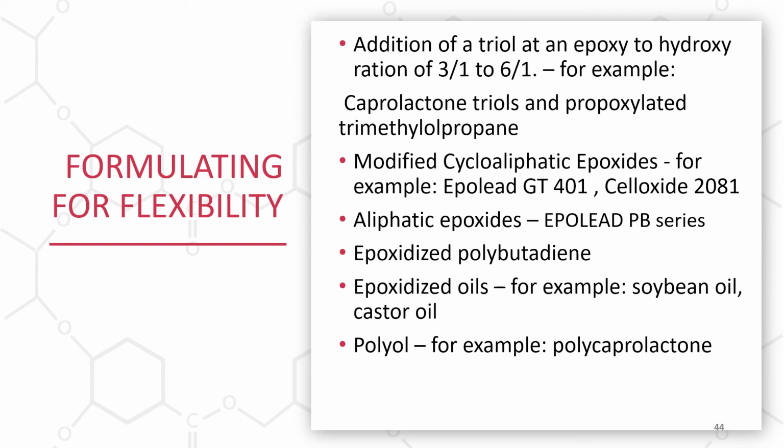If you recall, at one of the earlier slides when I was talking about cycloaliphatic epoxides, I illustrated some of the structures, such as Celloxide 2081, for example. You can use aliphatic epoxides, such as Epolead PB series, epoxidized polybutadiene, epoxidized oils, for example, soybean oil, castor oil, or a polyol like polycaprolactone. All of these have been used successfully in cationic curing applications.